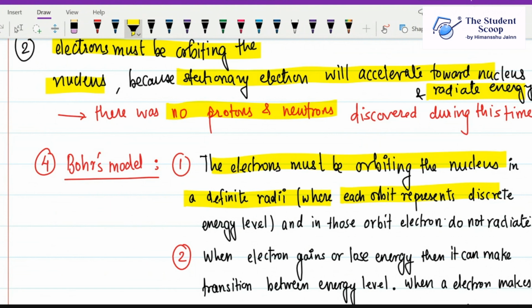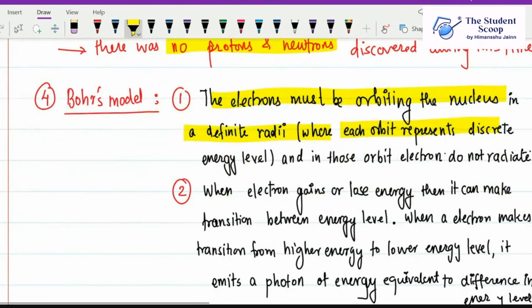So, unlike a planet that can orbit a star at any random radius, it is not possible for the electron. The electron can only have a fixed energy around the nucleus to orbit in a way that it does not radiate. Yes, there is an acceleration due to circular motion, but that is an equilibrium, and it goes on without changing its energy. Those fixed energy points are discrete, meaning they are fixed, so you can jump from this level to that level only. The electron can't stay stable between any of those energy levels. That is the first thing he suggested. Second, when an electron gains or loses energy, it can make a transition between the energy levels.